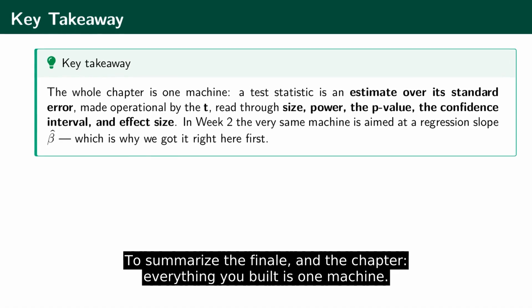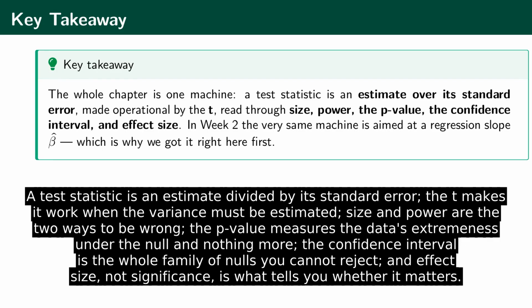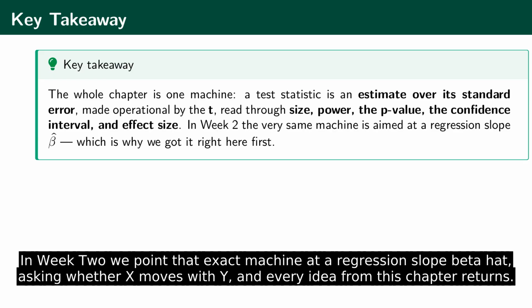To summarize the finale and the chapter, everything you built is one machine. A test statistic is an estimate divided by its standard error. The t makes it work when the variance must be estimated. Size and power are the two ways to be wrong. The p-value measures the data's extremeness under the null and nothing more. The confidence interval is the whole family of nulls you cannot reject. An effect size, not significance, is what tells you whether it matters.